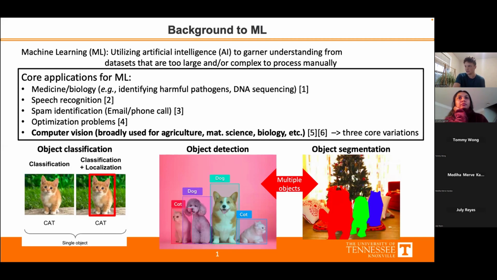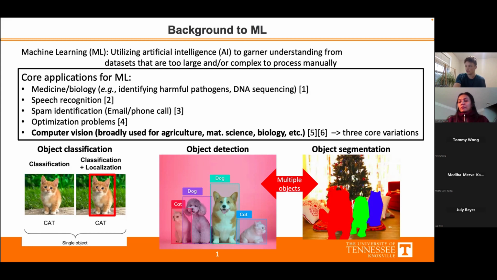Machine learning is just utilizing artificial intelligence to garner understanding from data sets that are either too large or too complex to process manually. It also has the added benefit of enabling several different forms of automation, such as autonomous driving. Some of the core applications I've just listed here: medicine, speech recognition, spam ID, optimization problems generally. And the focus of this talk is computer vision, which in and of itself is broadly used for several different industries, some of which I have listed here, but most relevant to us is, of course, the material science.